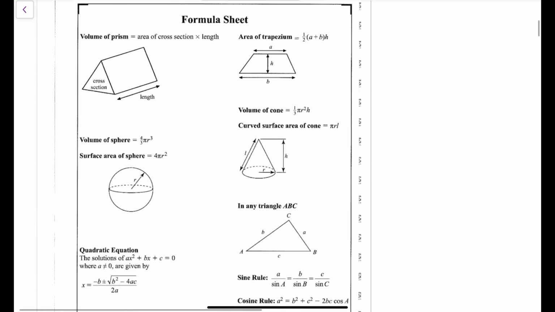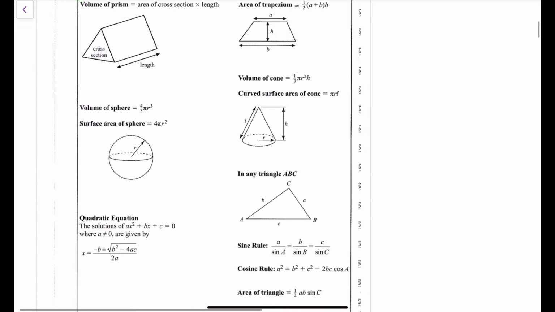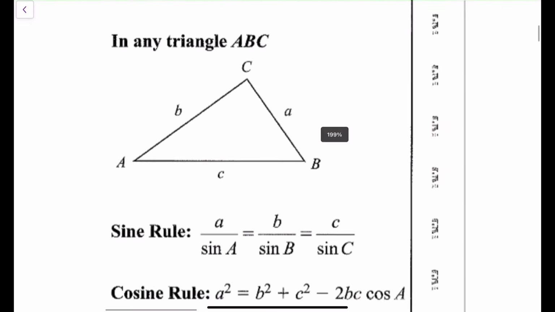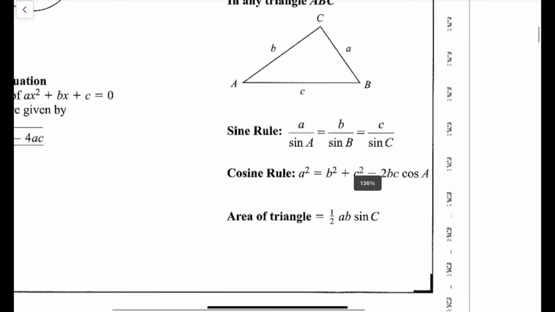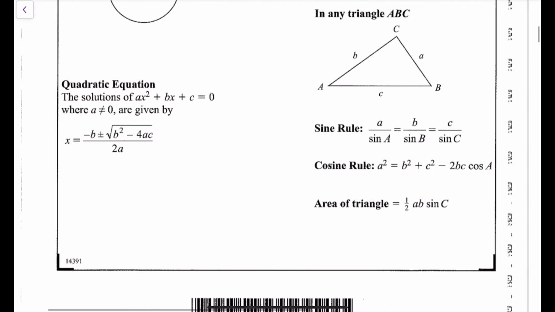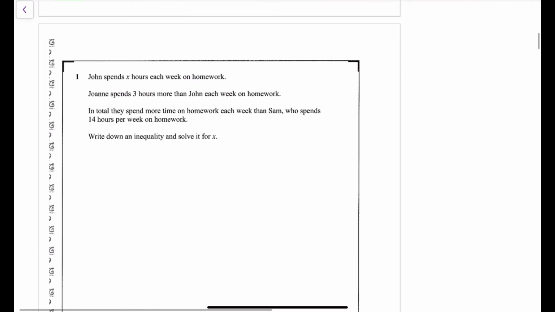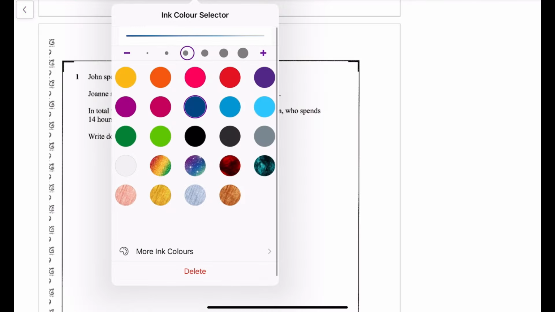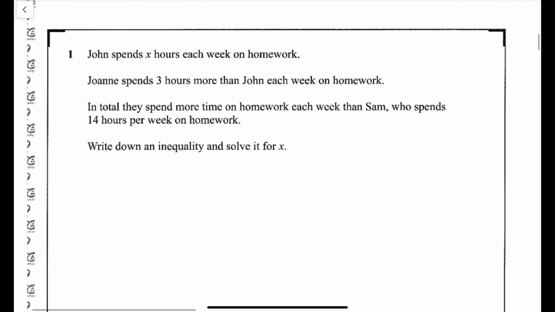Formulas you get: volume of prism, trapezium, the volume of sphere, surface area of a sphere, curved surface area of a cone, triangle ABC, sine rule, cosine rule, area of a triangle, and a quadratic equation as well. Okay, question one says, John spends x hours each week on homework. Joanne spends 3 hours more than John each week on homework. In total, they spend more time on homework each week than Sam, who spends 14 hours per week on homework. Write down an inequality and solve it for x.